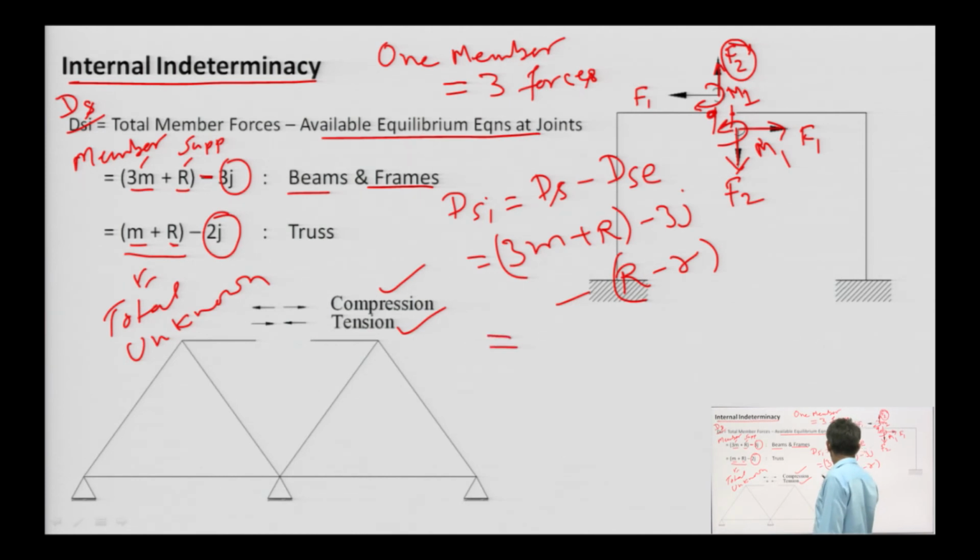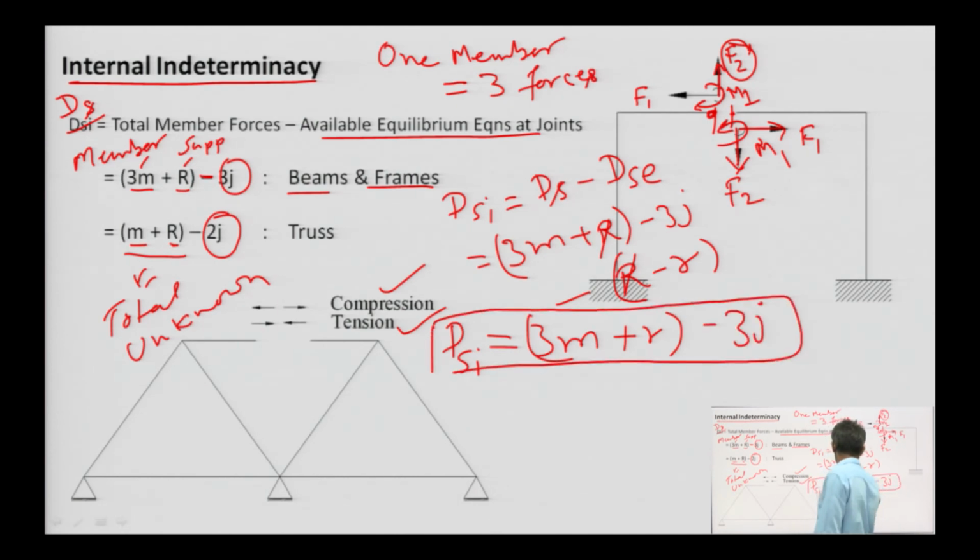So, what is the value of DSI? DSI here is 3m plus small r minus 3j, as R and R will cancel out. This is the expression for DSI in case of beams and frames.